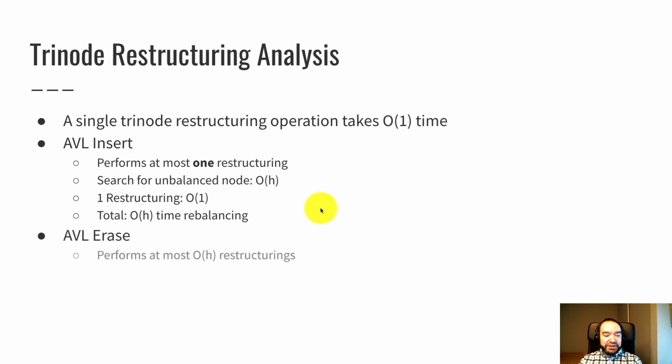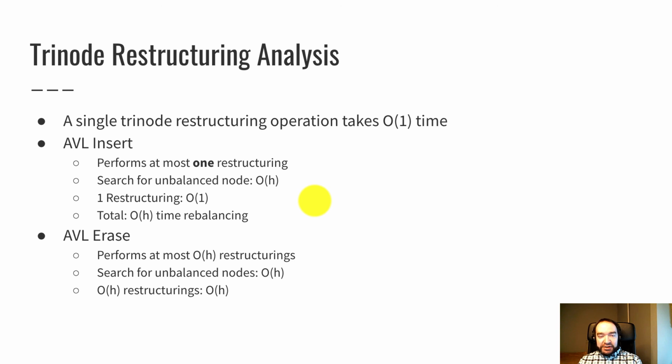Erase is a similar situation. Erase can do up to big O of h restructurings because it's possible that there have to be multiple trinode restructures on that path from the leaf to the root, but there are at most h of those if h is the height of the tree. And that loop takes big O of h time to find them. So we do big O of h restructurings. Each one takes constant time, so we spend big O of h time in the Trinode Restructure function and a total of big O of h time restructuring. So in both of these cases, the total time it takes to rebalance an AVL tree after an insert or erase is only big O of h, and if we can make the height of the tree small, then this is a fast operation.